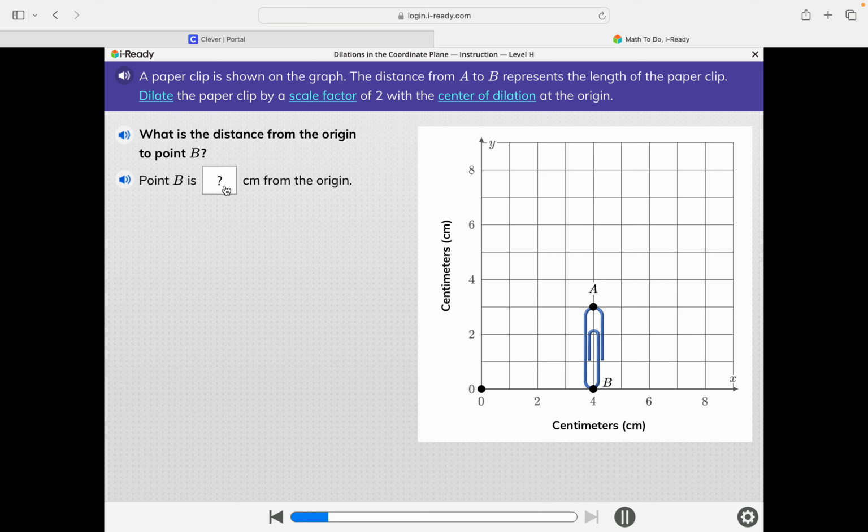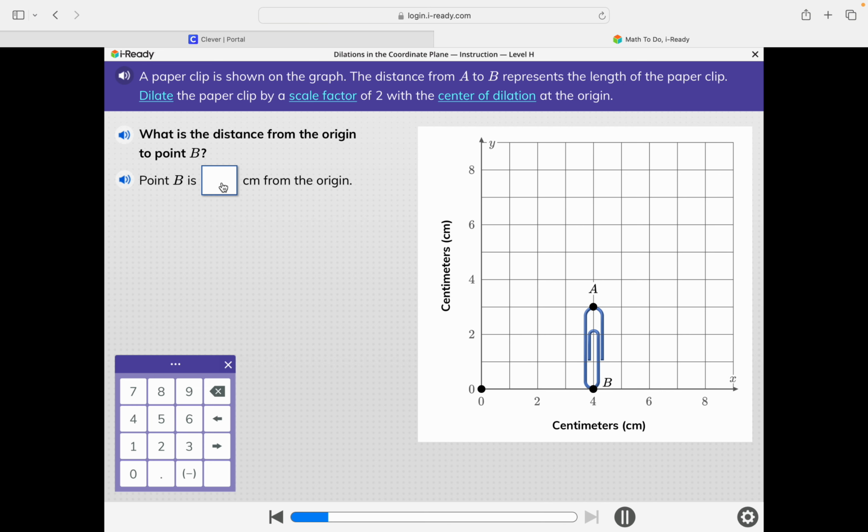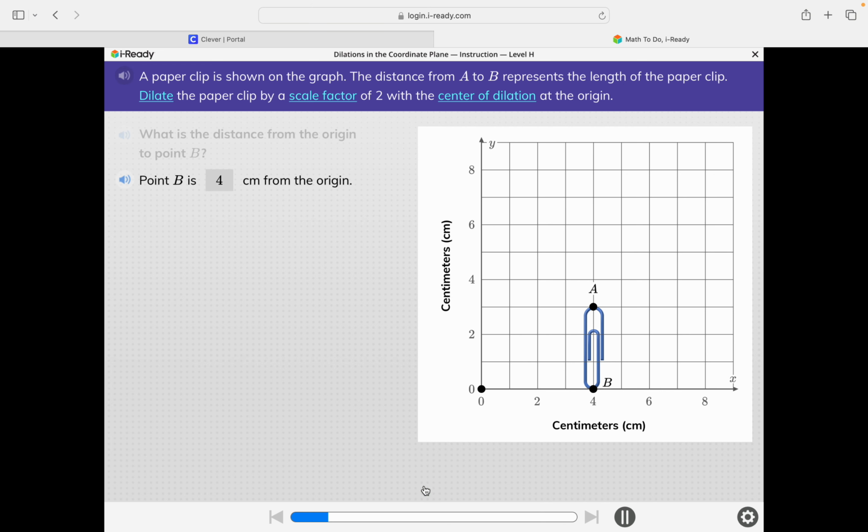The point B is how many centimeters from the origin? What is the distance from the origin to point B? Now we are not doing dilation. We have to do the real one. Point B is how many centimeters away from the origin? 4 centimeters. 0, 1, 2, 3, 4. It's right on 4. You can count or you can just look here. Yeah, 4 centimeters from the origin. Good job. Easy so far.